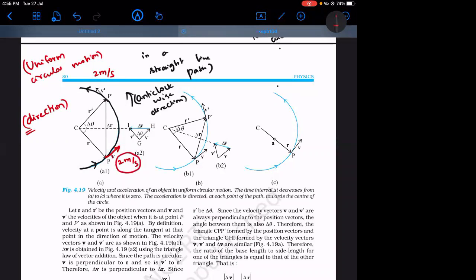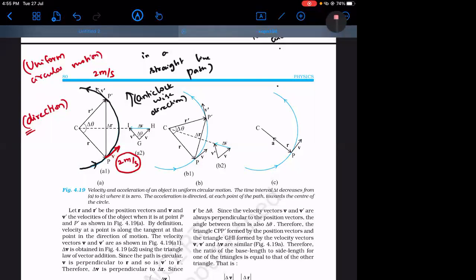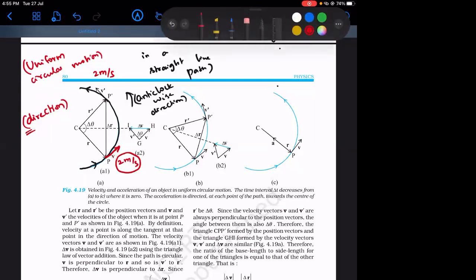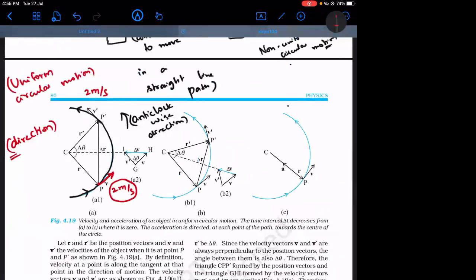If I call the velocity V, I told you, in your textbook, whichever is represented in bold is a vector component. So here, if you observe, this is the velocity at point P, and V dash is the velocity at point P dash. Let's say this has happened after a time interval of delta t.